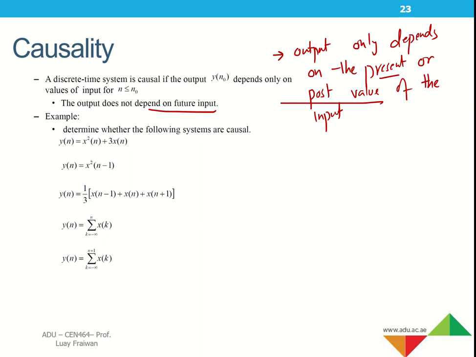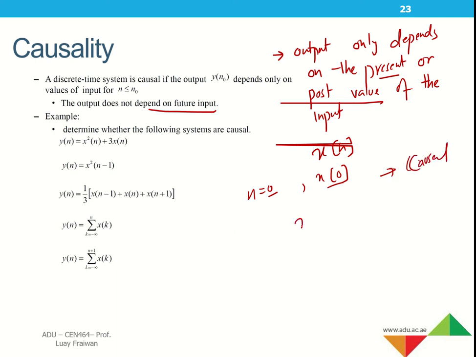Okay, for example, let's have a look at one example. Let's say this is one system. In this case, if I put n is equal to 0, I will get x of 0. So when I am supplying n is equal to 0, then I am getting the output. So the output is depending on the present value.